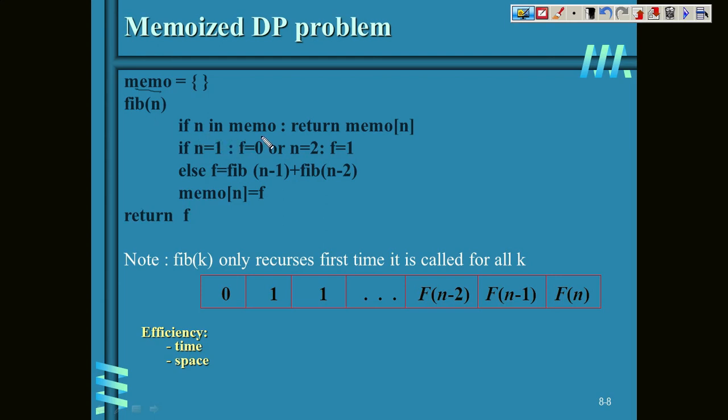So if n is in memo, we have to keep on storing the numbers that are available to us while solving our problem. If it is available in the memo, then we simply look to that index and get the answer. If n equals 1, then f is 0. So we are assuming that our Fibonacci starts with 0.